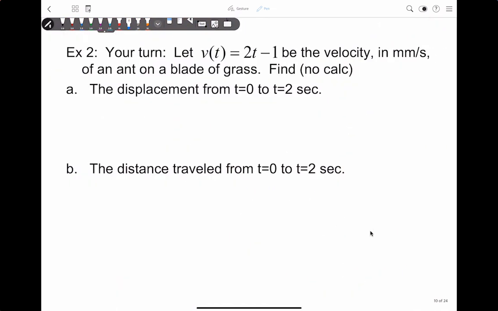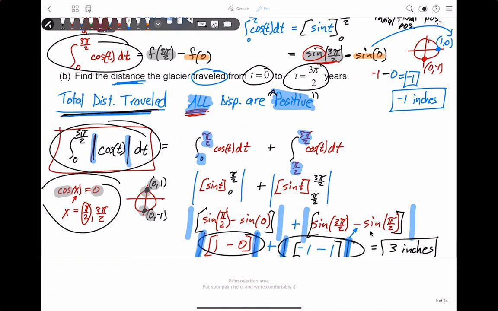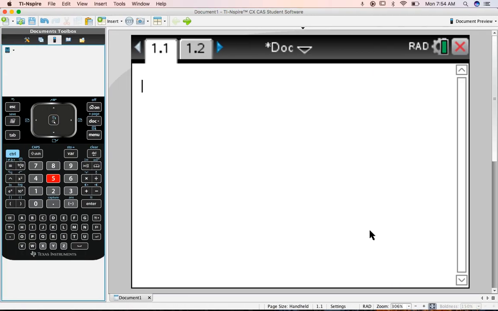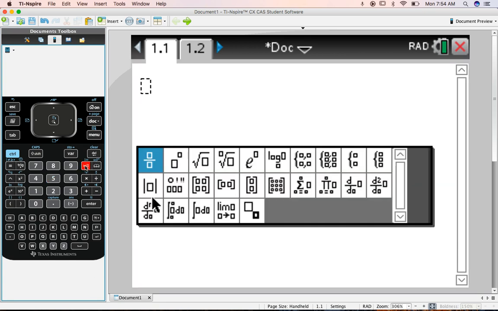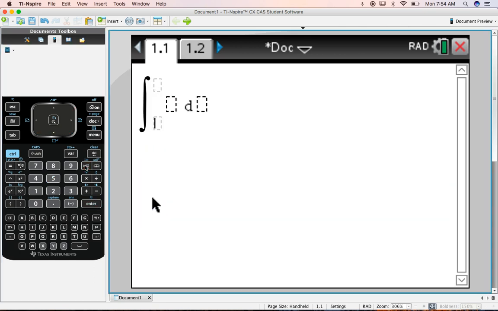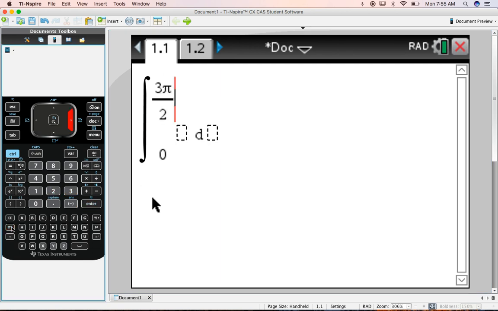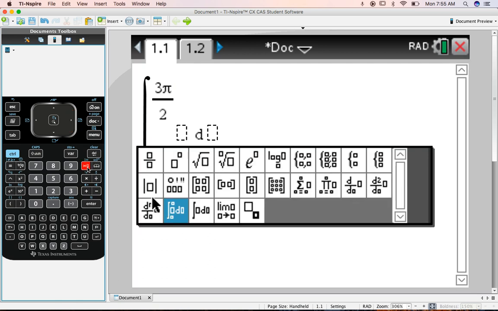And a quick thing that you can do if you wanted to check it with the calculator, let's go to the calculator and let's go ahead and put the integral. And it's going to be from 0 to 3 pi over 2. So we'll say 3 pi over 2. And it's the absolute value.